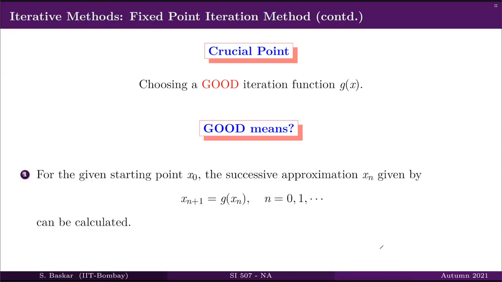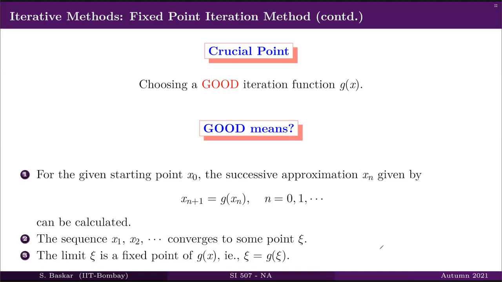Let me repeat once again. If we say that we have a good iterative function, it means what? For the given starting point x naught, the successive approximation xn given by xn plus 1 equal to g of xn should be well defined. That is, you should be able to calculate this number xn plus 1. Then the sequence thus generated should converge to some point, say xi, and finally that point xi should be a fixed point of the function g that you have chosen, right? It means xi should be equal to g of xi.